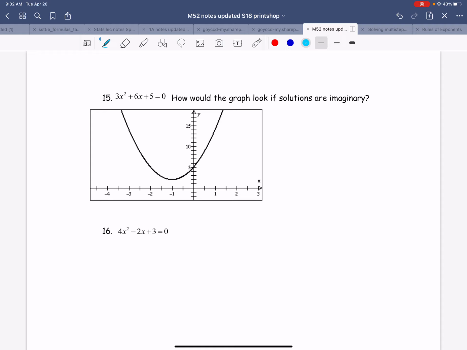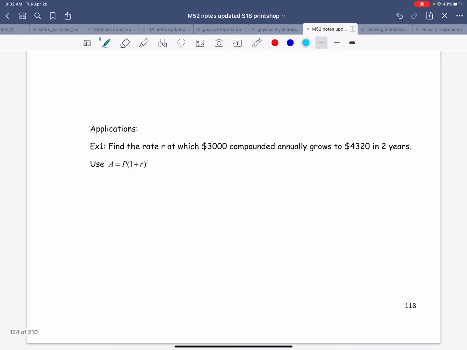Now, let's look at 2 application problems. Find the rate R at which 3,000 compounded annually grows to 4320 in 2 years. So A stands for the amount, P is the principal, R is the rate, T is the time. So we want to get 4320 back, and we want to deposit 3,000, and we don't know what the rate is, so we're looking for the rate, and we want to deposit the money for 2 years. So this is your principal, this is the amount you want at the end, this is your time, and the formula is given, okay?